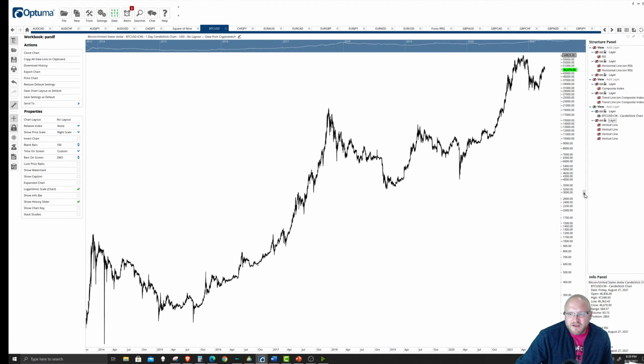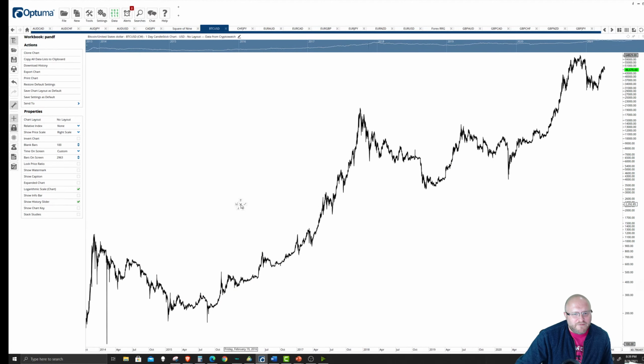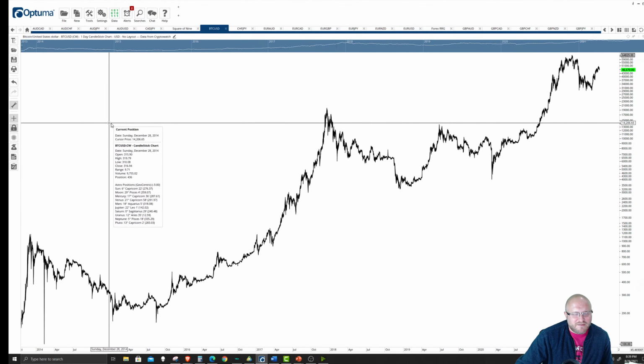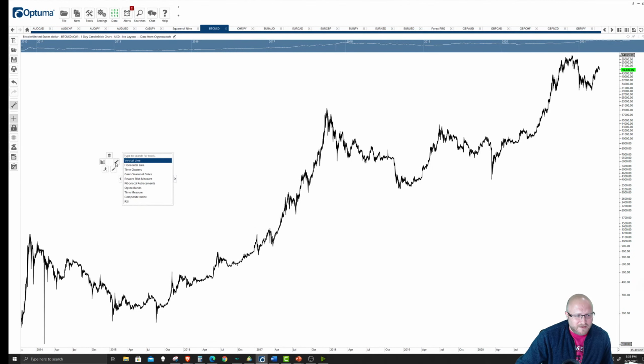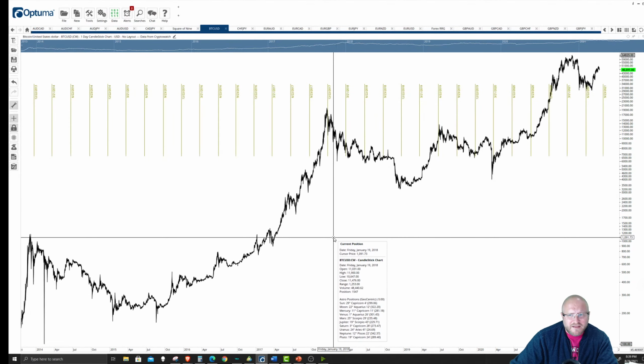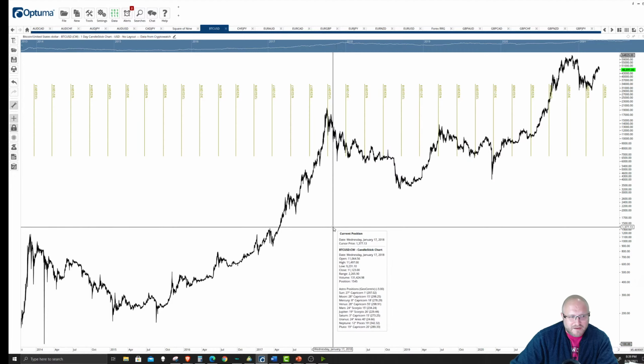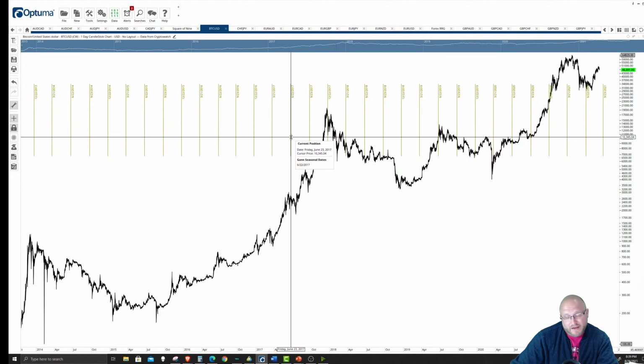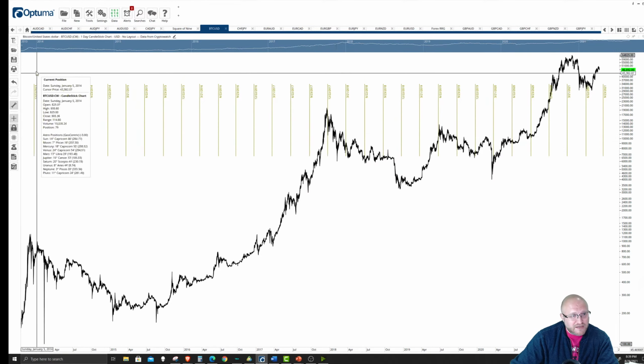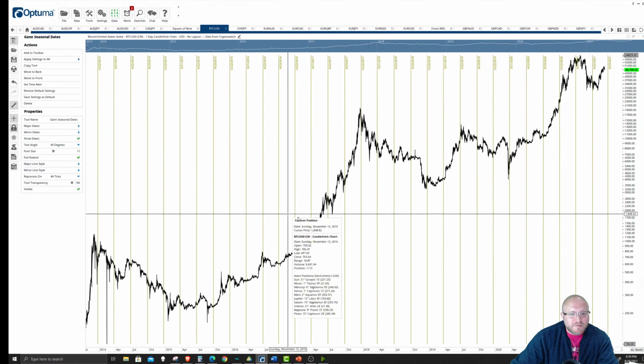So this is Bitcoin's chart, and Optima is the best Gann software on the planet. It's also really expensive. The Gann tools and the astronomical tools are like $7,000. It's a little nutty, but, Gann seasonal dates. I'm not saying that to brag. I'm a huge nerd. I spent $7,000 on it. I don't know. If people don't think $7,000 is a lot of money, then congratulations on not being normal.